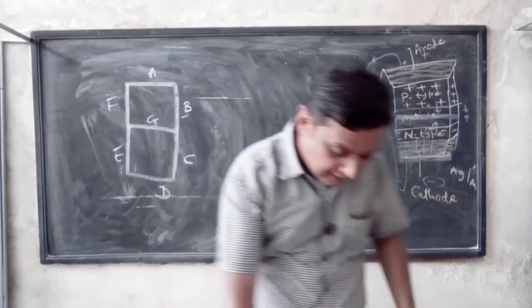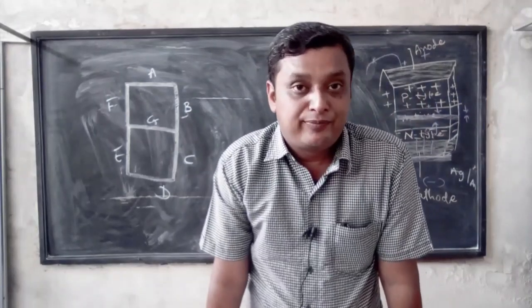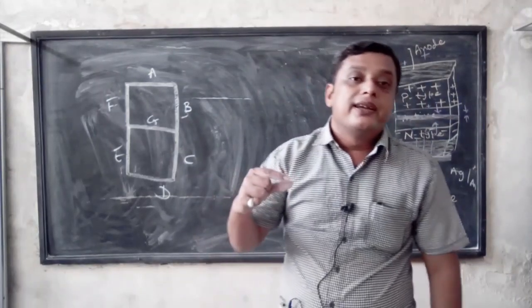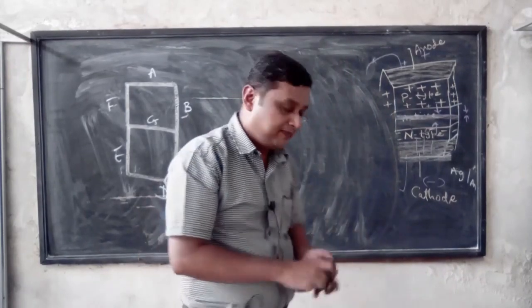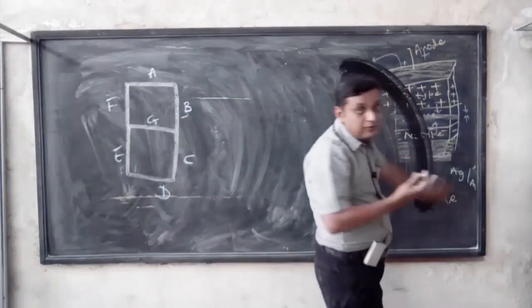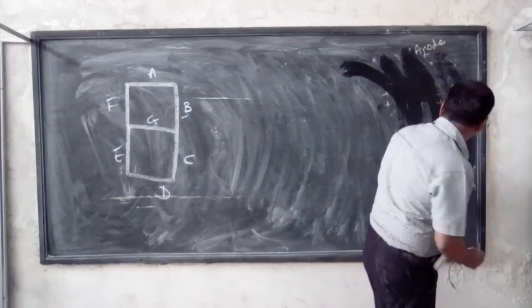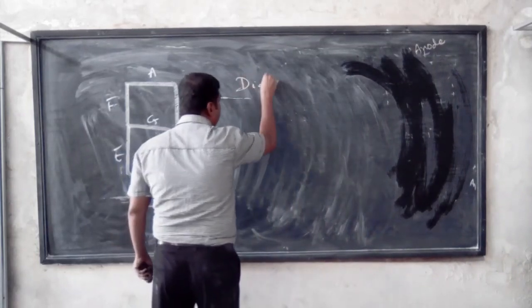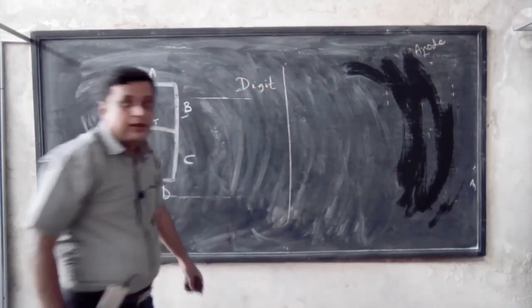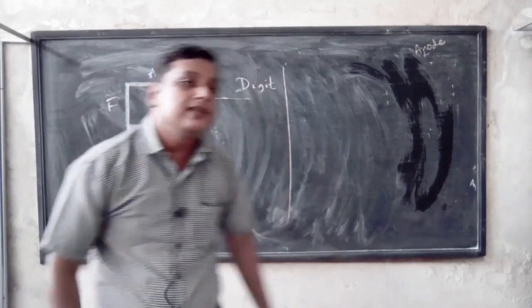Now, if I want a display which shows the 0 digit, I am going to draw this table. So here the digits should start from 0 to 9. There are a total of 10 digits.